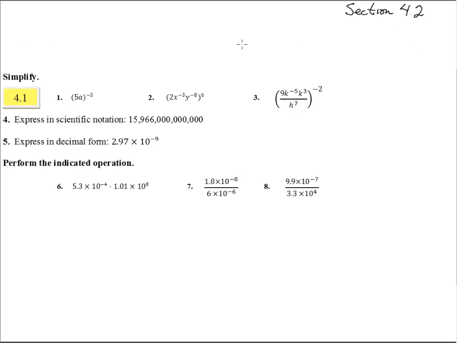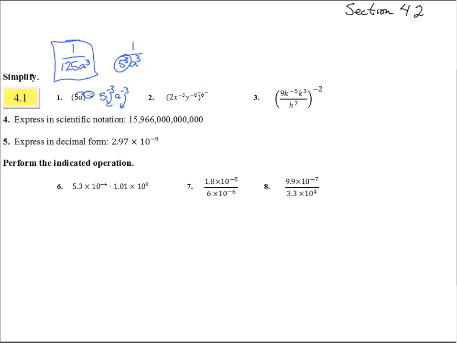Here we are in section 4.2 with numbers 1 through 8. Number 1, here we have this negative 3 exponent that applies to the 5 and to the a, so that's 5 to the negative 3, a to the negative 3. Negative exponents move things down to the bottom. So this is going to be 1 over 5 to the third, a to the third, and that 5 to the third is 125. So we get 1 over 125, a cubed, and there we have it.